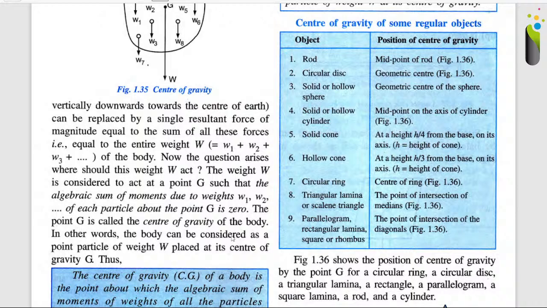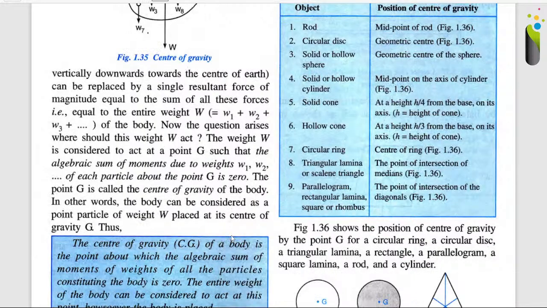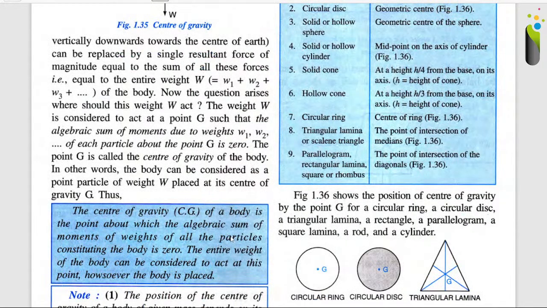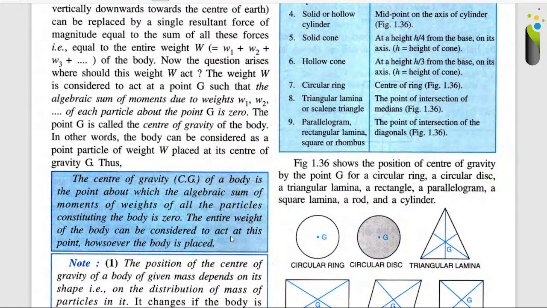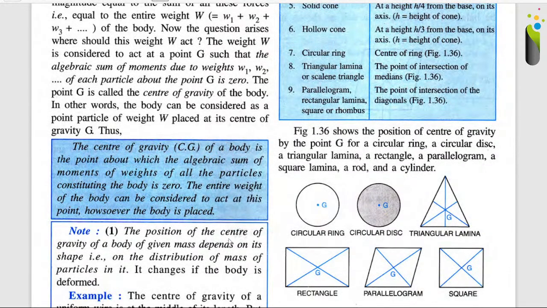The point G is called the center of gravity of the body. In other words, the body can be considered as a point particle of weight capital W placed at its center of gravity G. Thus, the center of gravity, that is CG, of a body is the point about which the algebraic sum of moments of weights of all the particles constituting the body is 0. The entire weight of the body can be considered to act at this point, howsoever the body is placed.